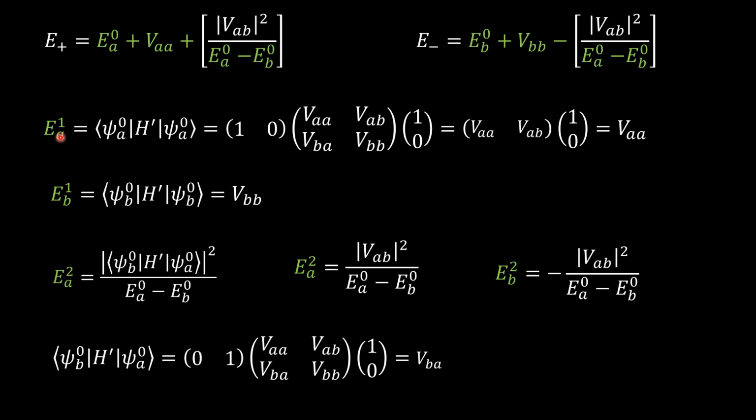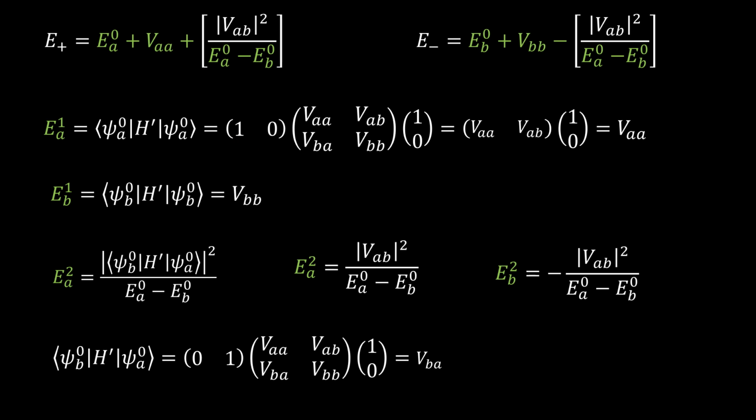By definition, the first order energy correction is the expectation value of the perturbed Hamiltonian in an unperturbed energy state. That is psi sub A0, psi sub A0. This is the unperturbed wave function. So this vector is a row matrix, where A is 1 and B is 0, because we are dealing with psi A only. And then the H prime matrix is VAA, VAB, VBA, VBB. And this is a column matrix, so this is for psi A: A is 1, B is equal to 0.